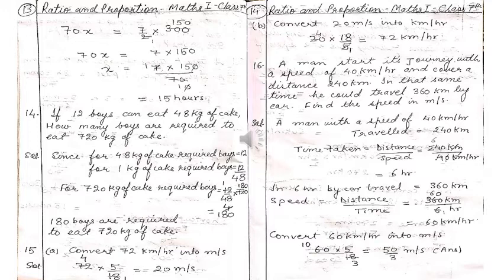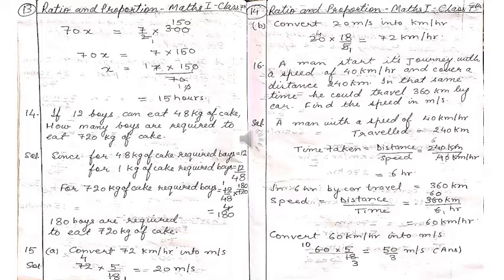Now for question number 40. If 12 boys can eat 48 kg of cake, how many boys are required to eat 720 kg of cake? Since for 48 kg of cake the required boys are 12, for 1 kg of cake the required boys are 12 upon 48. Now for 720 kg of cake, 12 upon 48 into 720, that is 180 boys required to eat 720 kg of cake. You can do it this way, or you can do it in the shortcut form.